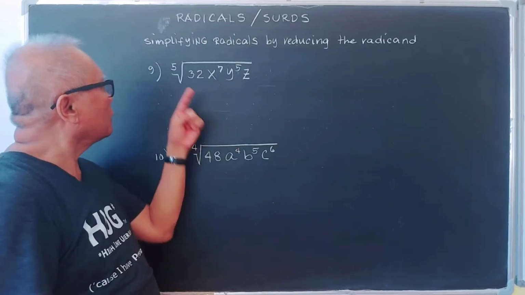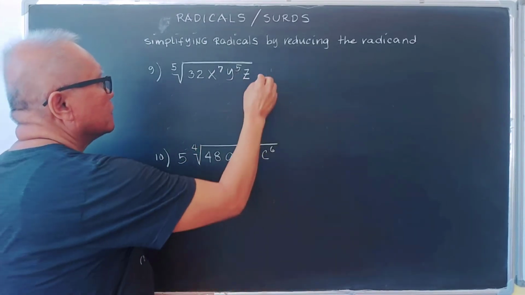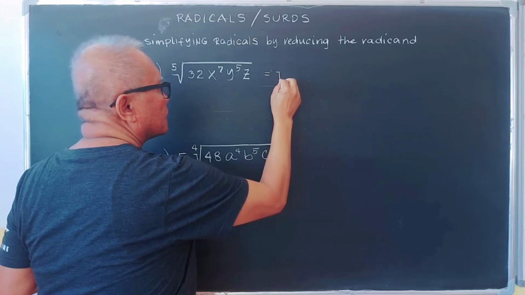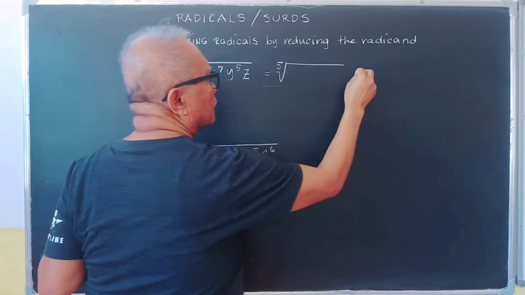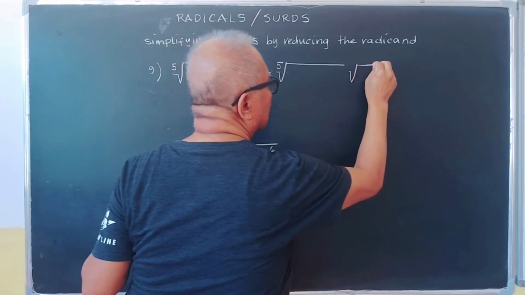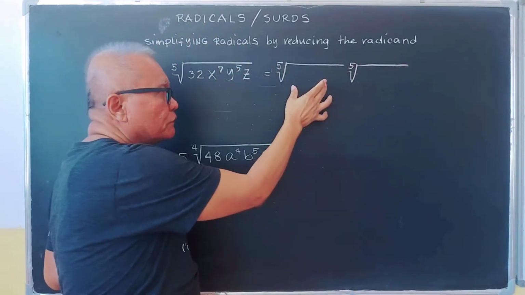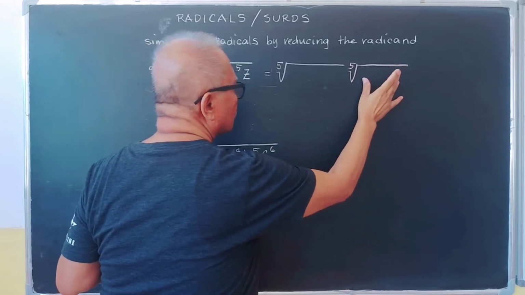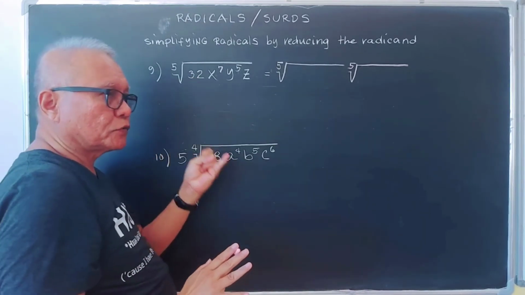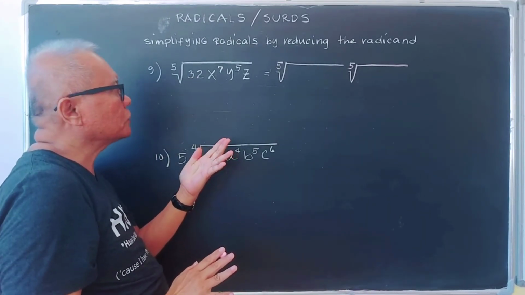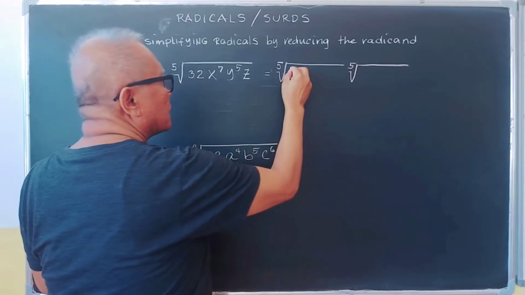Okay, number 9, we have 5th root of 32x to the 7th, y to the 5th, z. So here, let's have the terms that we can take the 5th root of and the terms that we can't get the 5th root of. We have the perfect 5th root. We don't have the 5th root of these terms here. So we separate them. 32. So 2, 4, 8, 16, 32. It's exactly 2 when we take this 5th root of 32. So we write the 32 here.